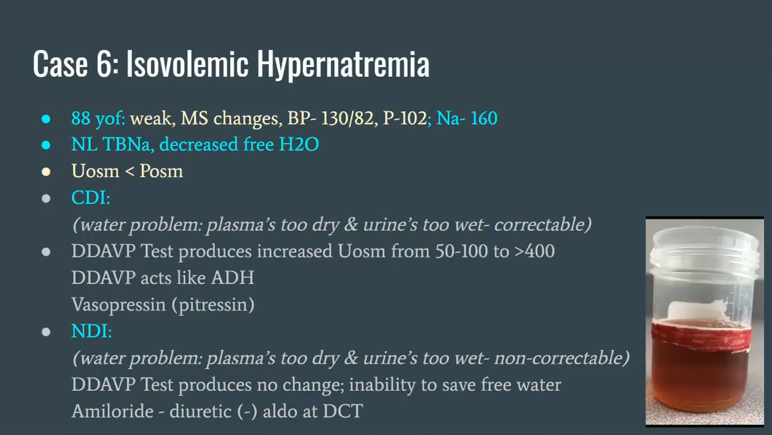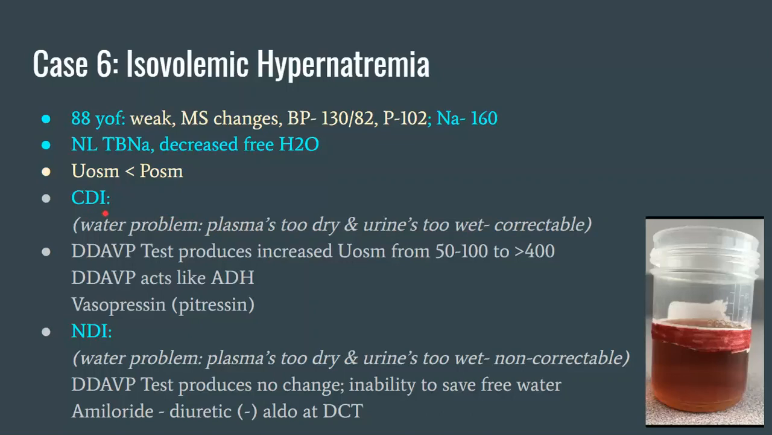But if it's central, it's correctable. So we give DDAVP, which is like an ADH-like product. Then, if the kidney responds, we know the problem was central, a brain problem.